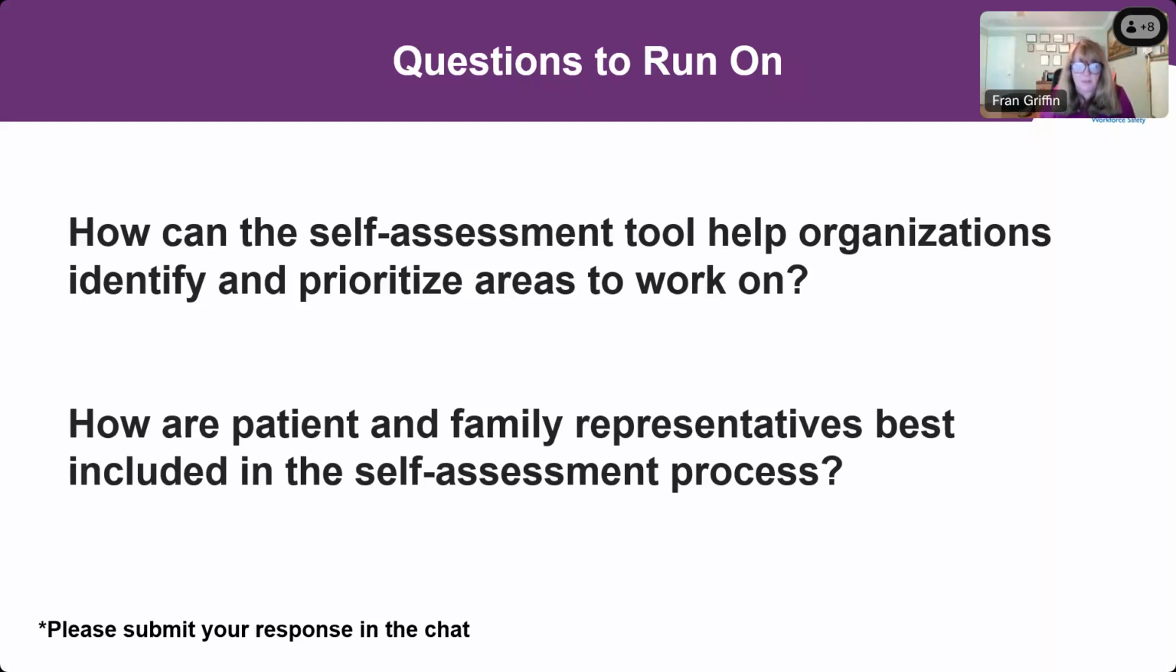We also want to think about how patient and family representatives are best included in the self-assessment process, since their voices are absolutely critical. As we go through today's session, please think about these questions and type your responses into the chat to indicate your thoughts on how the safety self-assessment tool might help you and other organizations and how patient and family voices are best included in that process.